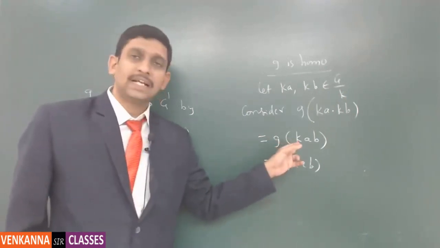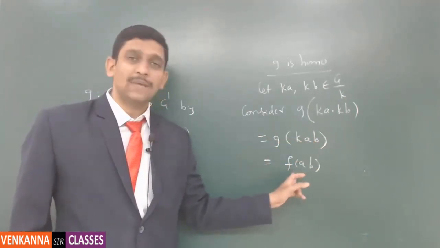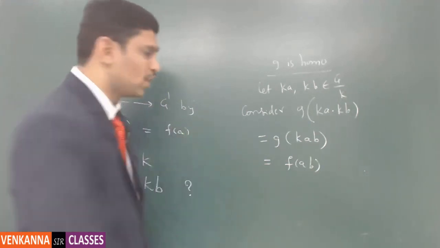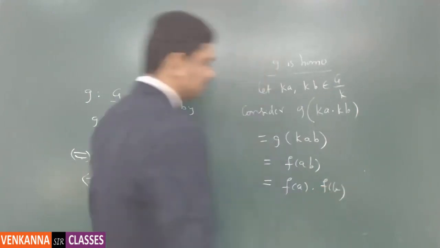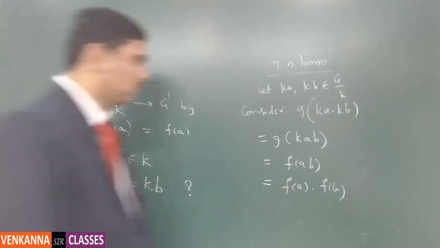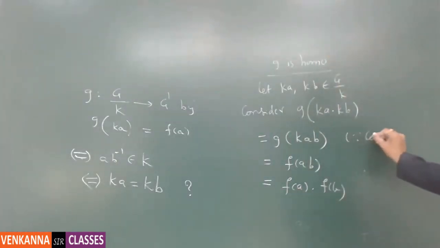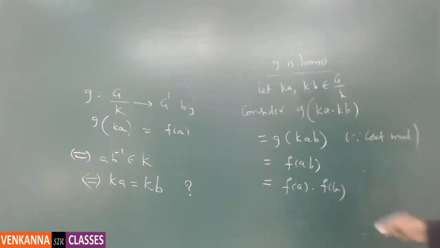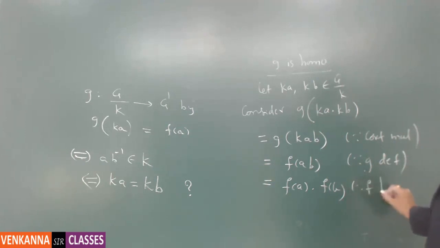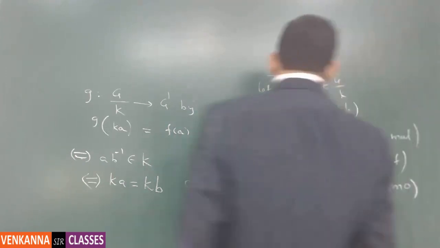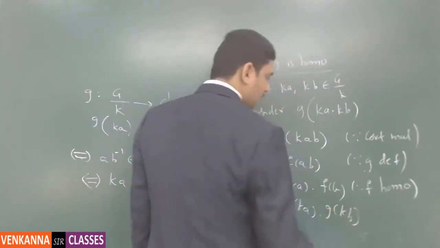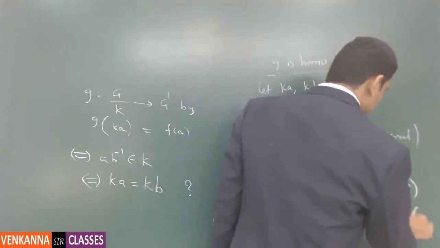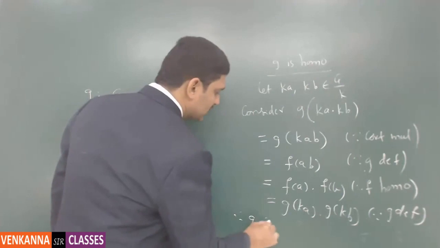So this is the set K, this is the element ab, and for this I am applying f. Since f is a homomorphism, you can write it as f of a dot f of b. If you have a doubt, you can refer to coset multiplication. Since g definition, since f is homo, again you can write it as g of Ka dot g of Kb. Since g definition, therefore g is a homomorphism.